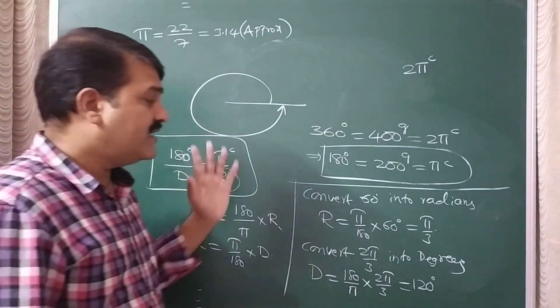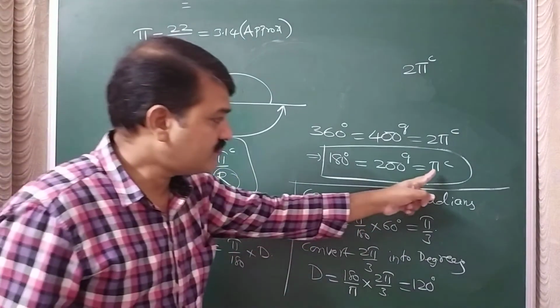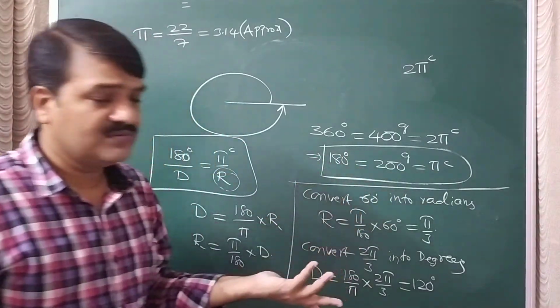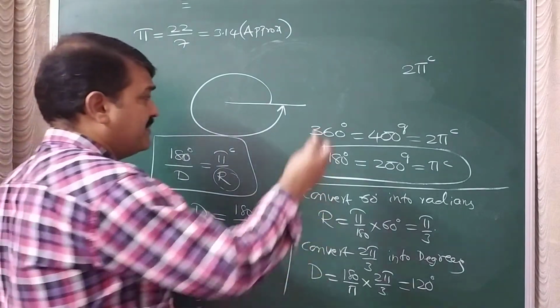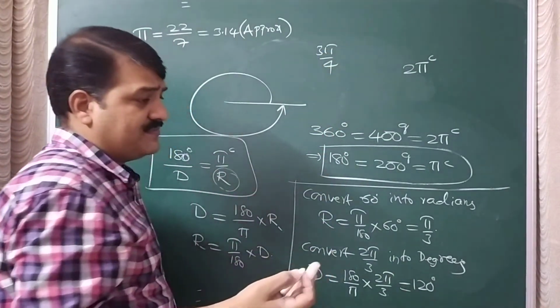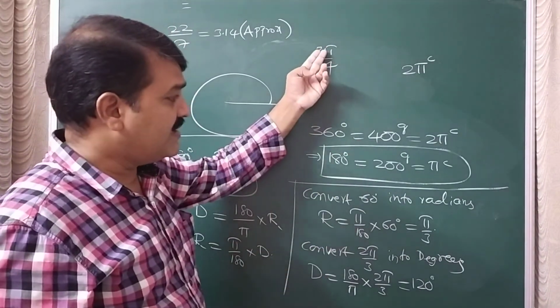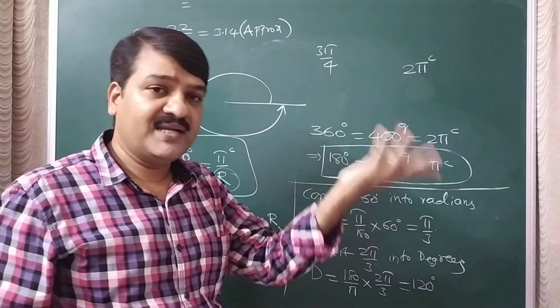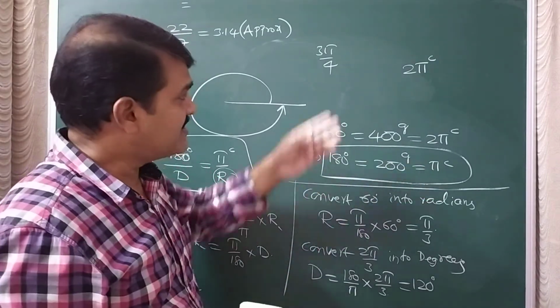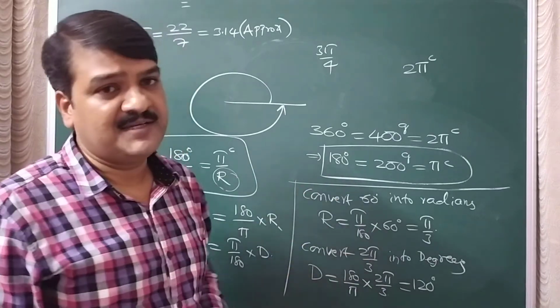Or simply remember that pi radians is equal to 180 in degrees. Okay, even that you can use. For example, I want 3 pi by 4. This is in radians. I want to convert into degrees. Simple. In place of pi, write 180. You will get the answer in terms of degrees. In place of pi, write 180. That's all. As simple as that.